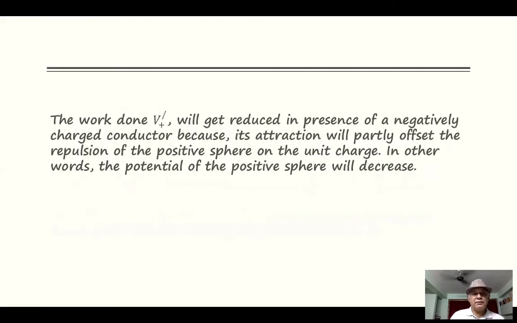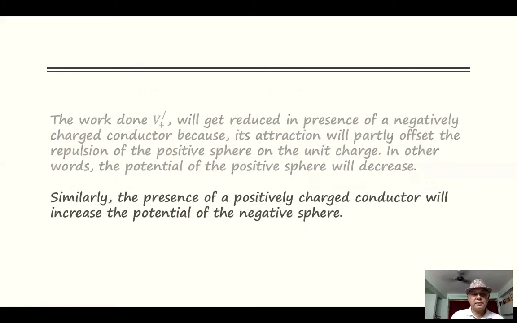The work done, V plus dash, will get reduced in presence of a negatively charged conductor because its attraction will partly offset the repulsion of the positive sphere on the unit charge. In other words, the potential of the positive sphere will decrease. Similarly, the presence of a positively charged conductor will increase the potential of the negative sphere.